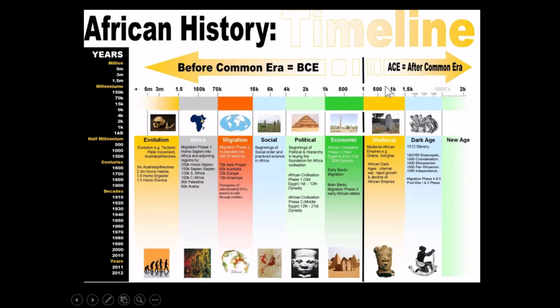Now, as you know, this is a non-religious platform, so we don't call this period here after Christ. We call it CE, Common Era. And before this, BCE, Before Common Era. And as I say, it's quite a fantastic time in history where developments were beautiful and birthed the civilizations that we see today.